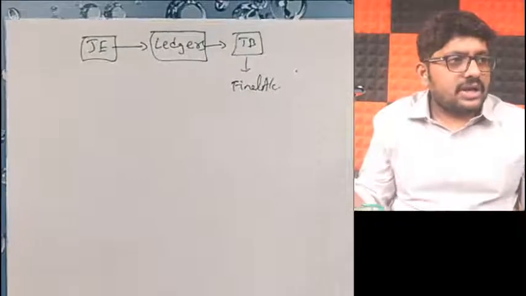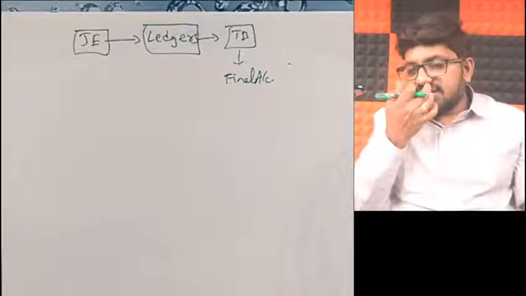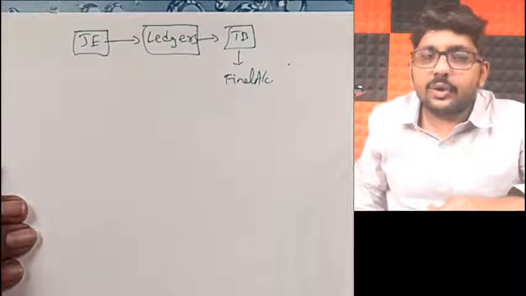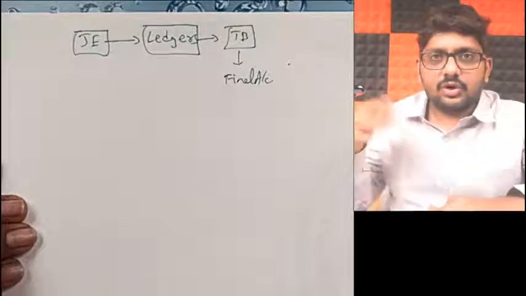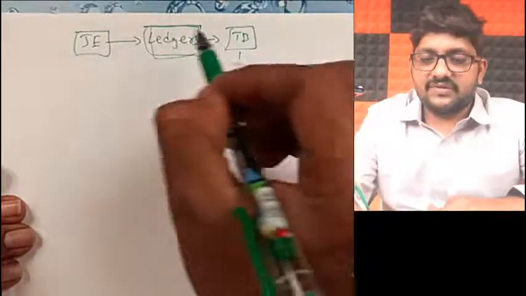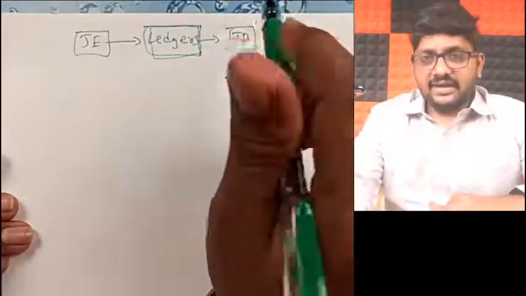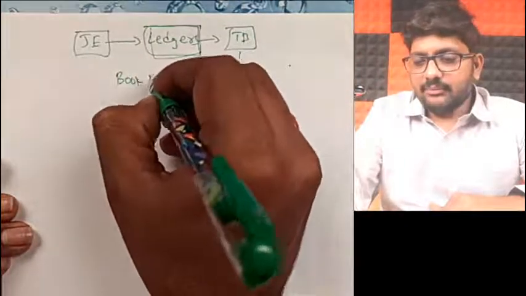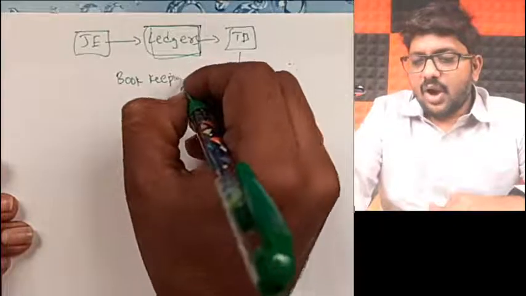Okay, so now this is the case, my dear friends. You will have journal entries, next ledgers, next trial balance, and then from there we will go into final accounts. So ledger is the most important aspect, which acts as a bridge between journal entries and trial balance, and ledger is a part of our bookkeeping. If you remember, it's a part of bookkeeping.